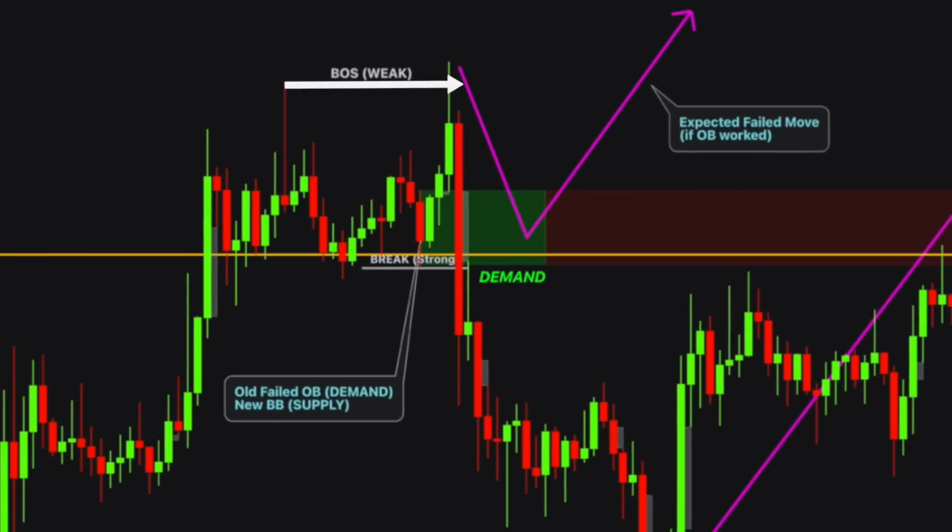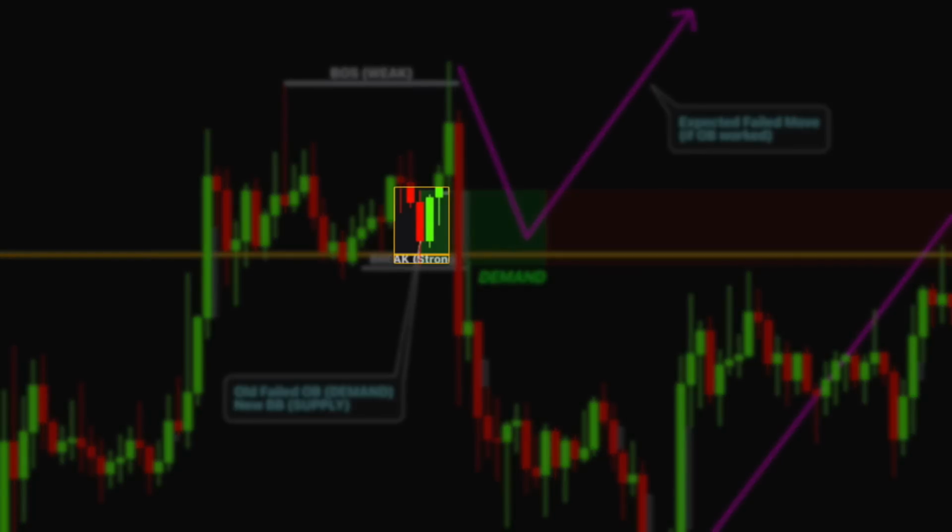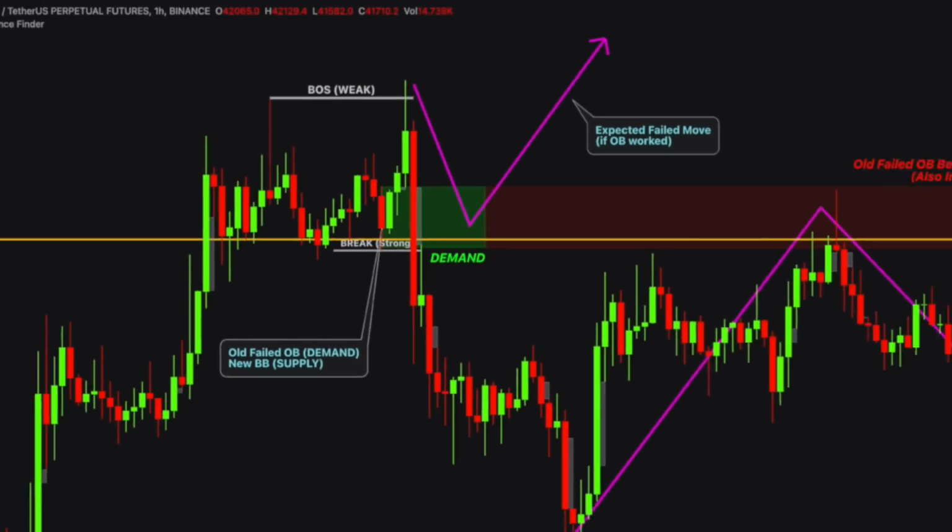1. Weak BOS. As you can see, there's a really weak BOS. This pattern is actually also called swing failure pattern. It is for hunting stop losses for liquidity. And this nice red candlestick is our order block with the demand area.